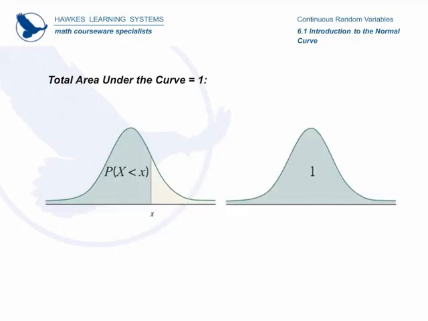Here in this pictorial, we will be looking at the total area under the curve, and that's equal to 1. As you look at the normal or bell-shaped curve on your right, you can see that the total area under the curve equals 1. On the normal curve on the left, you can see that it is possible to make a measurement that doesn't include the total area under the curve. So let's see how we do that.